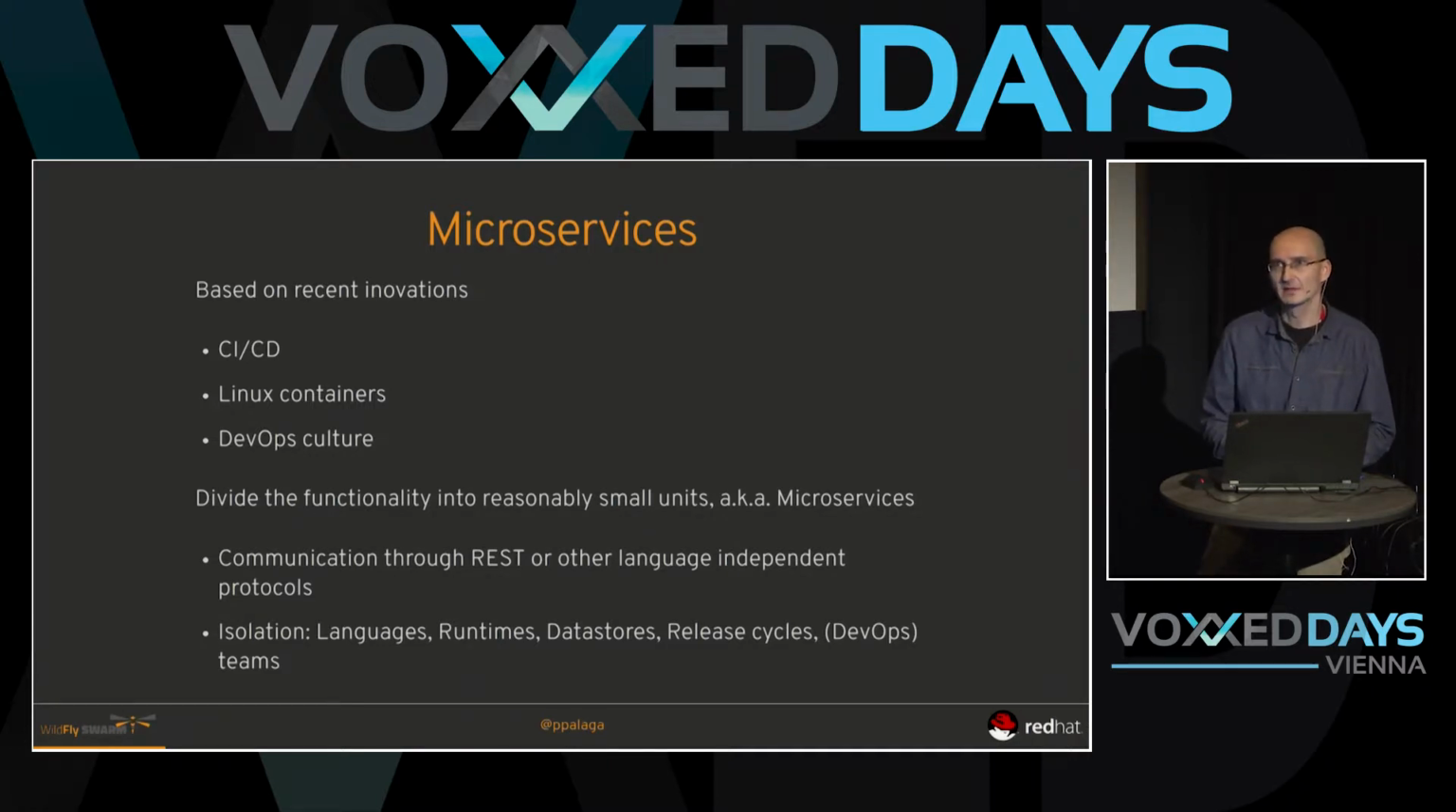So when we have these three things in front of our eyes, the notion of microservices comes rather by itself. So we want to divide the functionality into reasonably small units that can be handled by small teams, and which should not use other than language-independent ways of communication between each other. It's very common to use REST or other protocols. When we do the isolation right, we may use distinct languages to implement distinct microservices, distinct runtimes, data stores. They may have fully independent release cycles and, of course, the teams, as I have said.